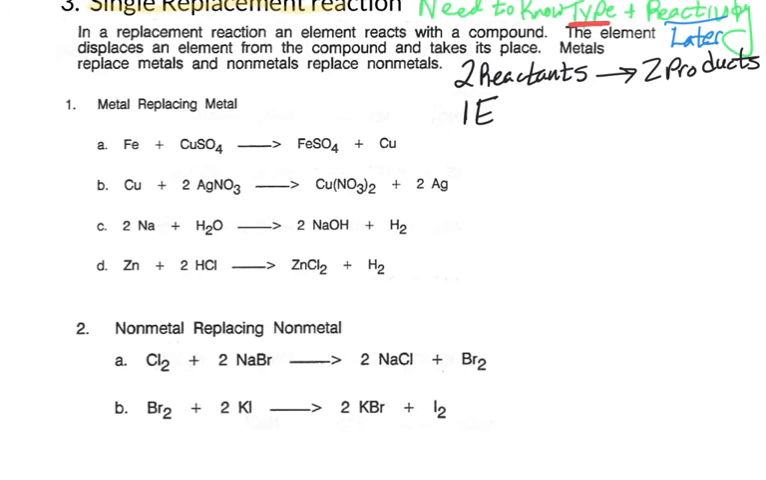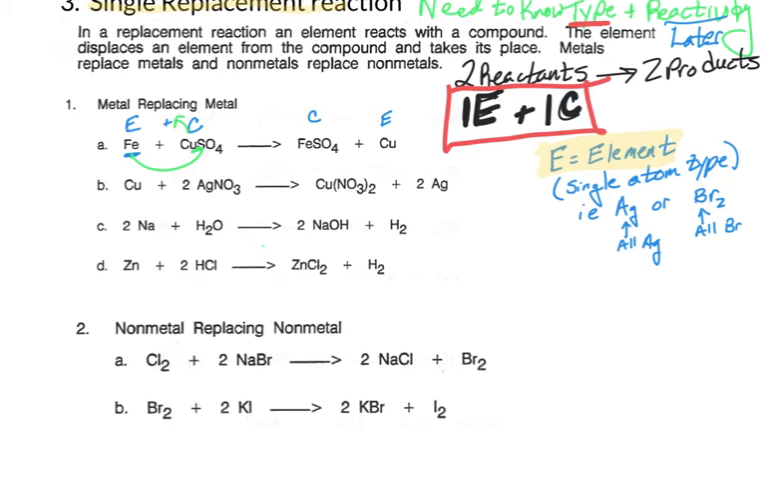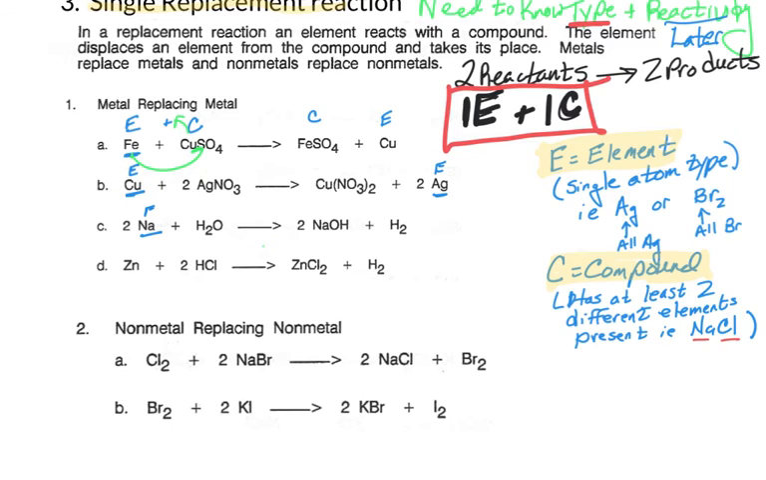So for example, if we look at number 1A here, you should see iron, that's an element, and copper 2 sulfate, which is a compound. And the products will also be one element and one compound. In this case, we have iron 2 sulfate, which is a compound, and copper, which is an element. At this point, you should already know how to find the elements, the major detail being that they are single types of atoms or molecules. They're all the same atom or molecule present.